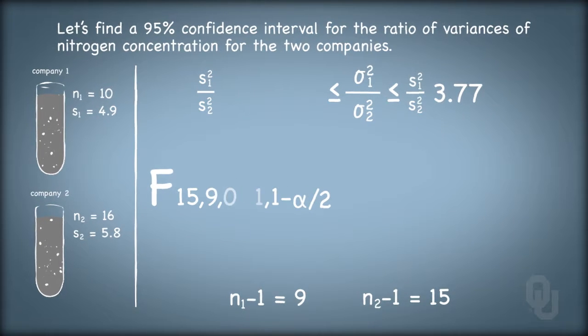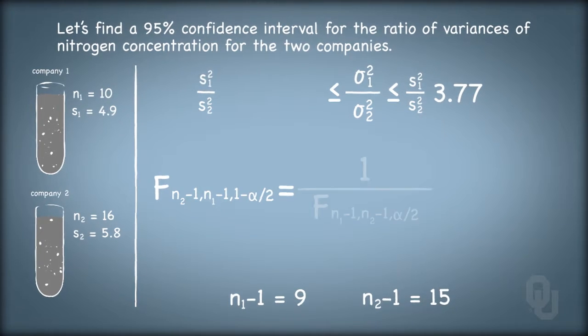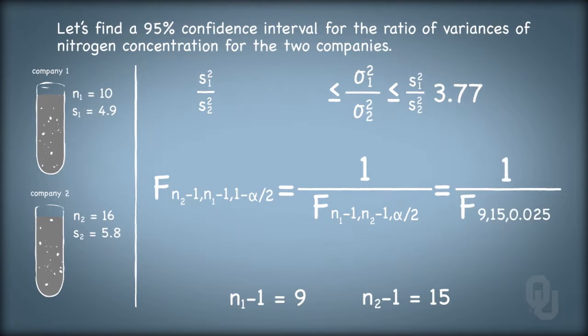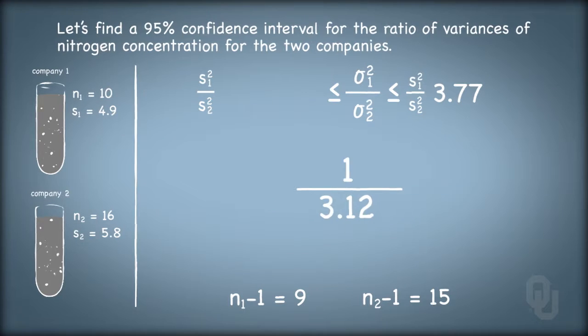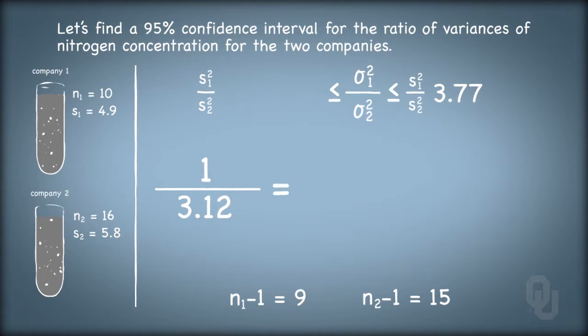To find the F value in the lower bound, we have 15 degrees of freedom in the numerator, 9 in the denominator, and we want 1 minus alpha over 2 in the upper tail. That's equal to the inverse of the F value with degrees of freedom reversed and just alpha over 2 in the upper tail. We go to the F table for 0.025 in the upper tail, over to the column for 9 degrees of freedom, and down to the row for 15 degrees of freedom. And we find that the F value is 3.12. 1 divided by 3.12 is 0.321.